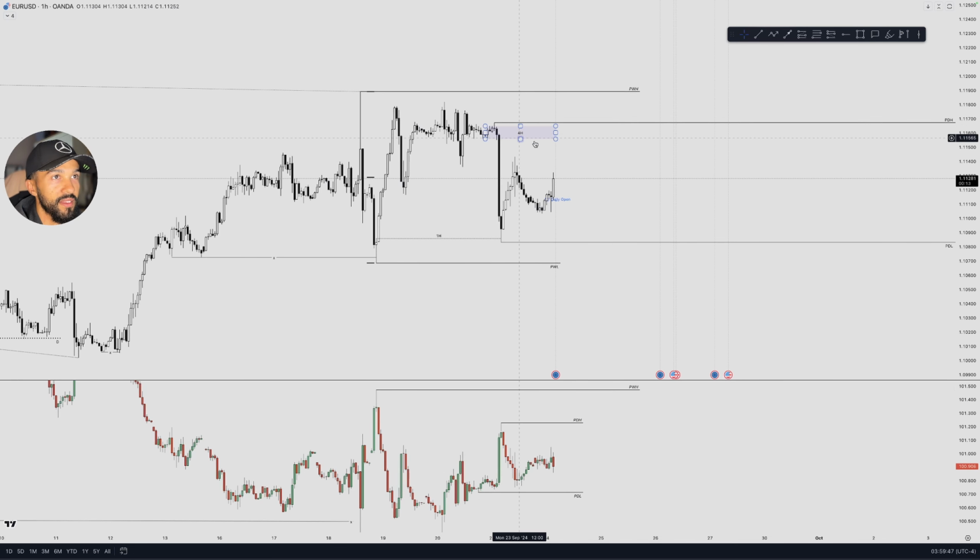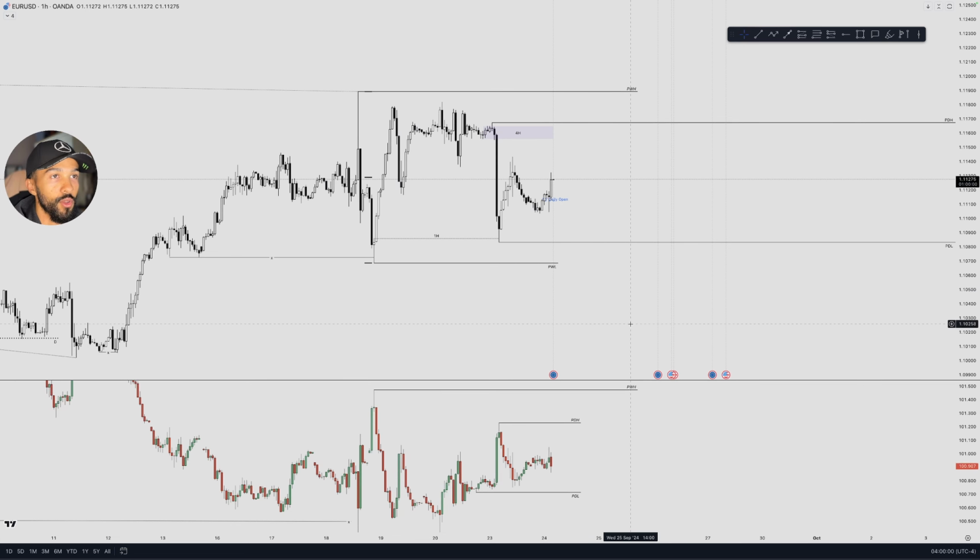And if we respect this area here or even sweep the liquidity, the buy side liquidity above it, that may also sponsor the lower prices. So we'll see what happens there. Right, that would still go with my bias and narrative for lower prices.